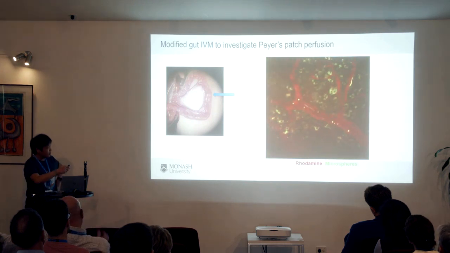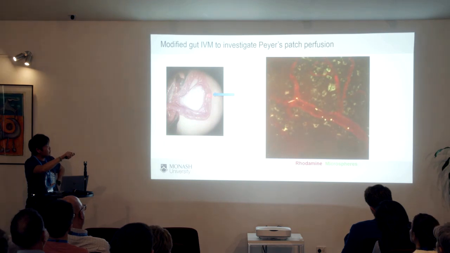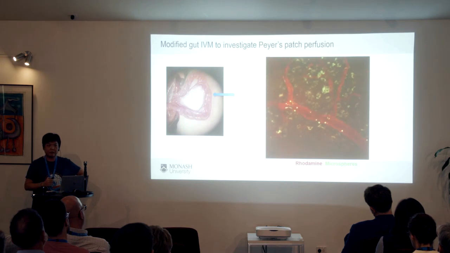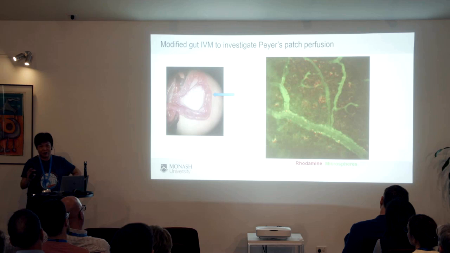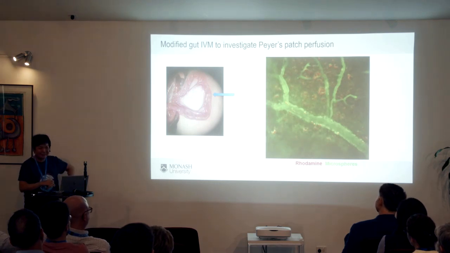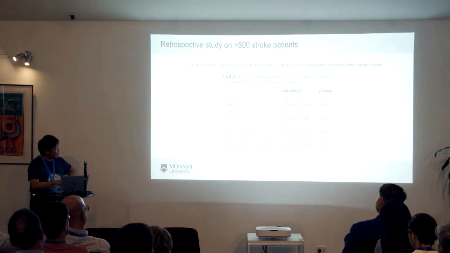Now here we've set up the Peyer's patch intravital microscopy. This little pimple here is the Peyer's patch, and we can watch perfusion happening within this microvasculature. So this is really just to show off we can do this. We haven't got any data regarding this yet, unfortunately. We'll put in probably CD49B or GP1B to check whether there's platelets after stroke.